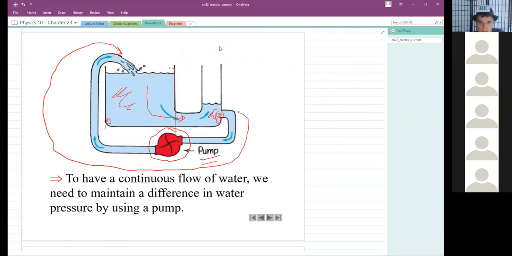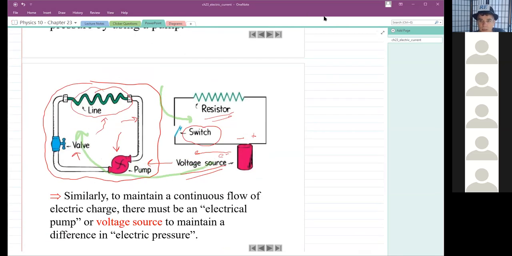Let me change this again. So normally water is going to flow from higher pressure to lower pressure, but what this pump is doing is it's taking water from lower pressure and bringing it back up to higher pressure. So I'm constantly maintaining this difference in pressure. I'm reviewing this again because this is exactly what a battery is in terms of what it's doing.